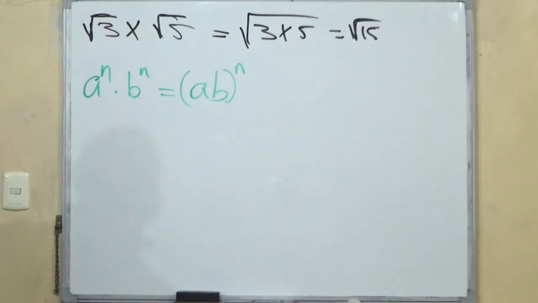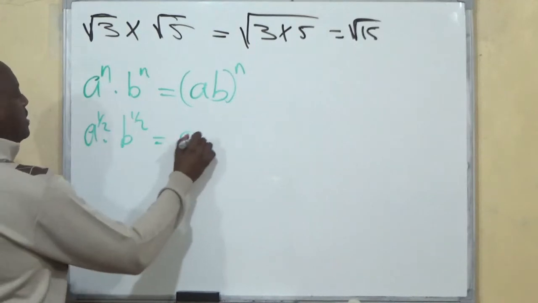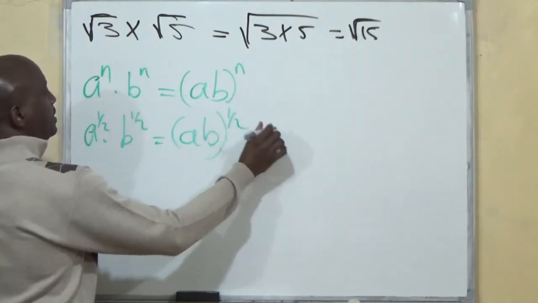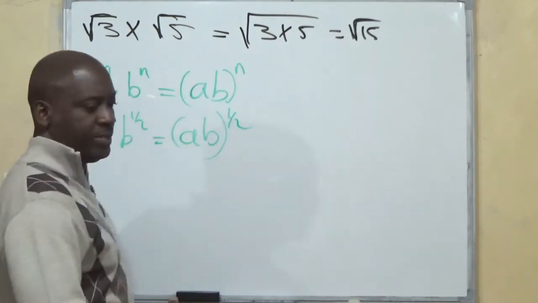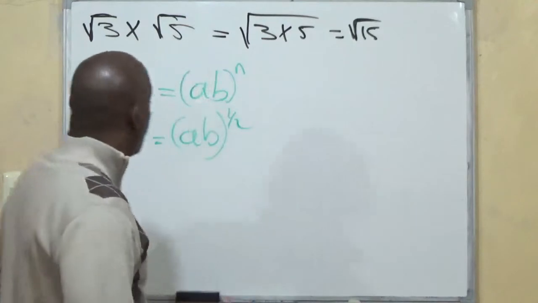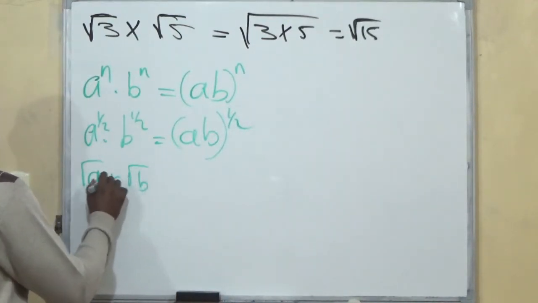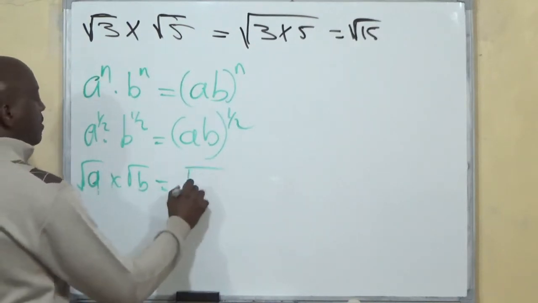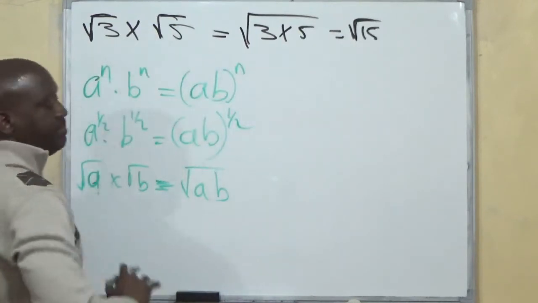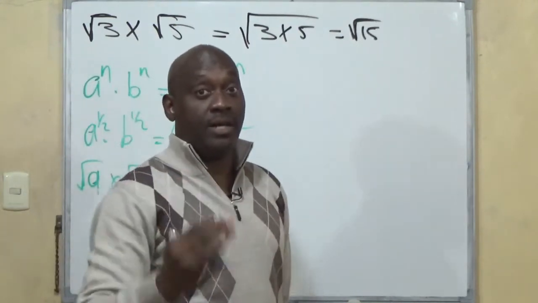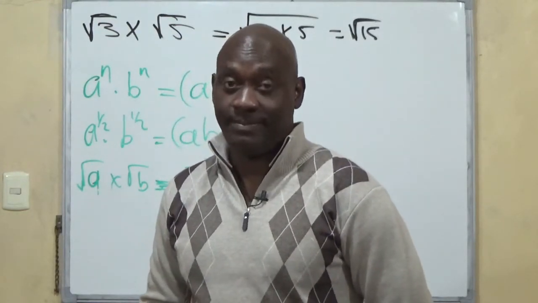Of course, if we make n equal to a half, a to the power of half by b to the power of a half is equal to ab to the power of a half. And of course, if we use the notation of the square root sign, what you will have is that root a multiplied by root b is equal to the root of ab. So we applied that principle there, and that allows us to multiply two surds. It is as simple as that.